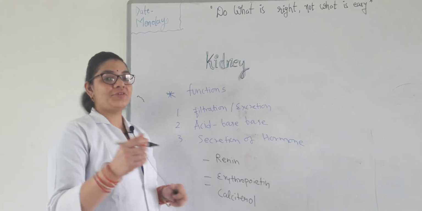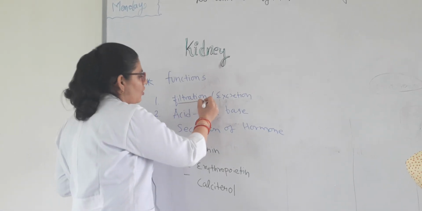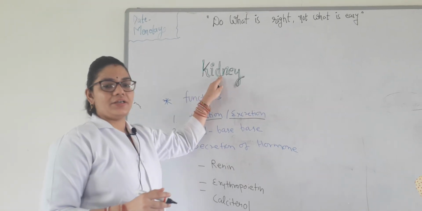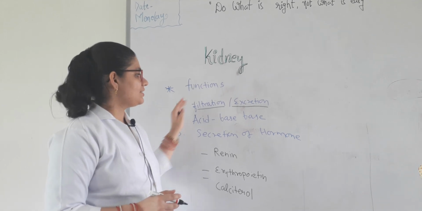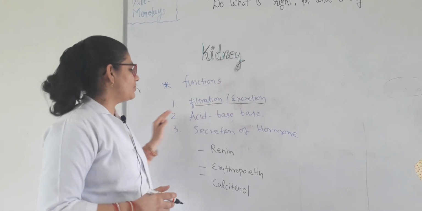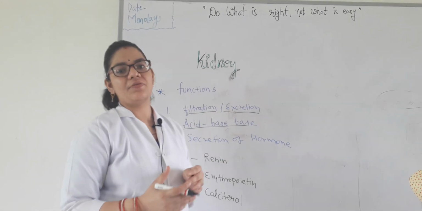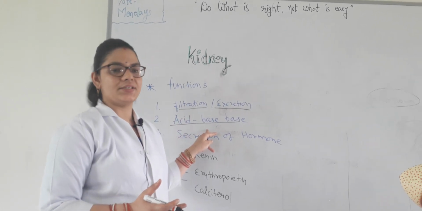So let's see the functions of the kidney. The first function is related to the filtration of the blood, or you can say the excretion. In the kidney, urine will be formed, which is the byproduct of the waste, and that is excreted through the kidney. Apart from that, it also works in acid-base balance. It also helps in the buffering system in the body. So that's why it maintains the acid-base balance.